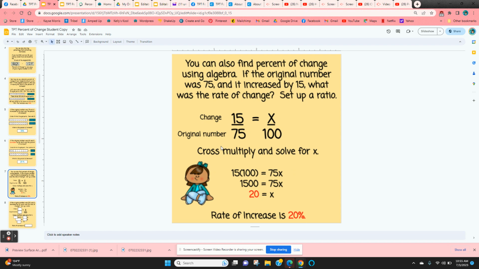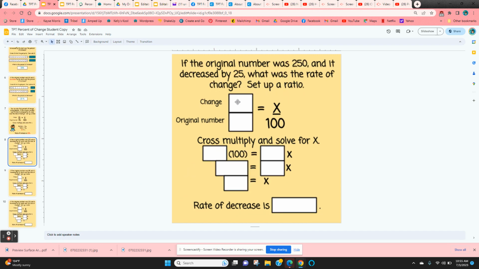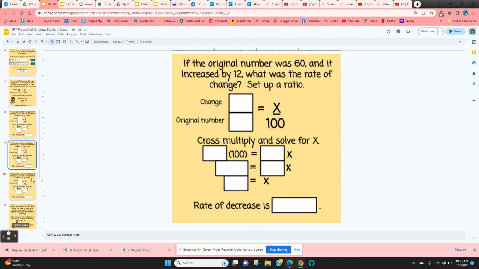So to do this, you're just going to cross multiply or means and extremes. 15 times 100 equals 75 times x, and then you're going to solve for x. So 1,500 equals 75x. If you divide both sides by 75, you get x equals 20. So the rate of increase was 20%. So students are going to be doing that on the next few slides. The change, they're going to type in the change over the original number. They're going to cross multiply and find the rate. They're going to do that on slide 9 and slide 10.